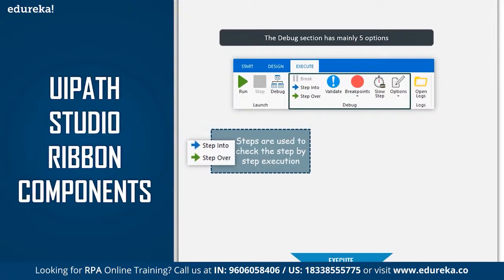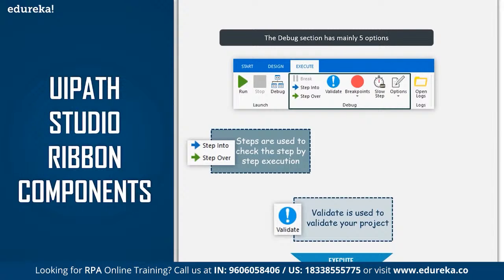Talking about step into and step over, the steps are used to check the step-by-step execution. For example, let's say we have a complicated workflow, and you want to check the step-by-step execution to understand where it is going wrong, then you can use this particular option. Apart from this, we also have the validate option. The validate option is basically used to validate your project.